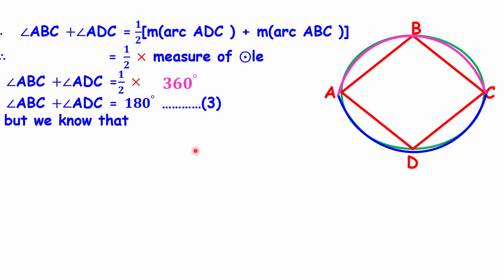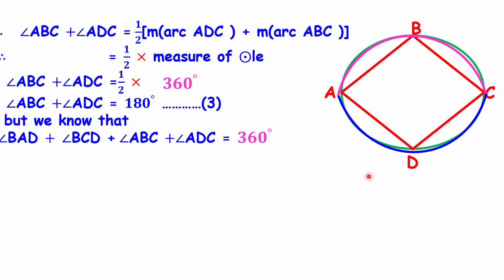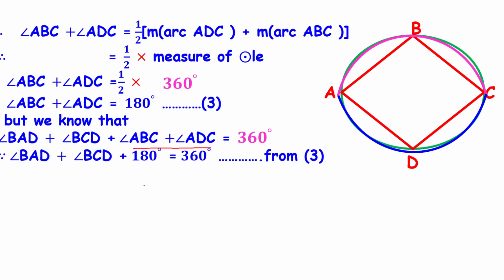Now we know that the sum of angles of a quadrilateral is 360 degree. Therefore, angle BAD plus angle BCD plus angle ABC plus angle ADC is equal to how much? 360 degree. But we find the sum of angles ABC and ADC. How much from equation number 3? 180 degree.